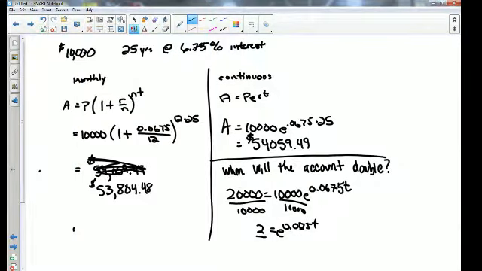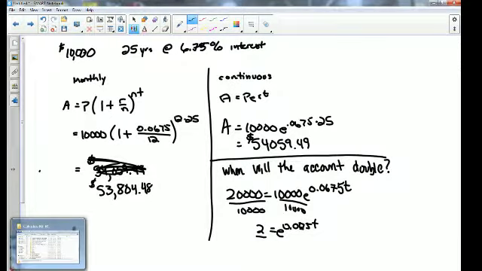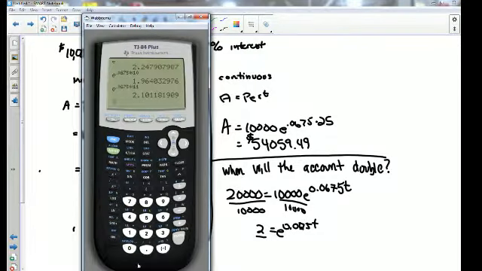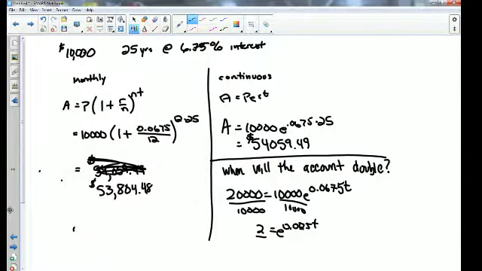At this point you don't have the tools to exactly solve this. I could show you it is ln 2 divided by 0.0675, it's 10.27. Okay, so 10.3 was pretty darn close. How did you do that? That was the wizardry. Any questions?